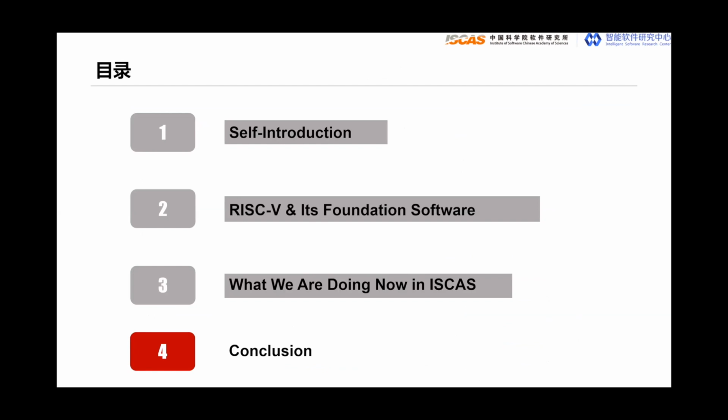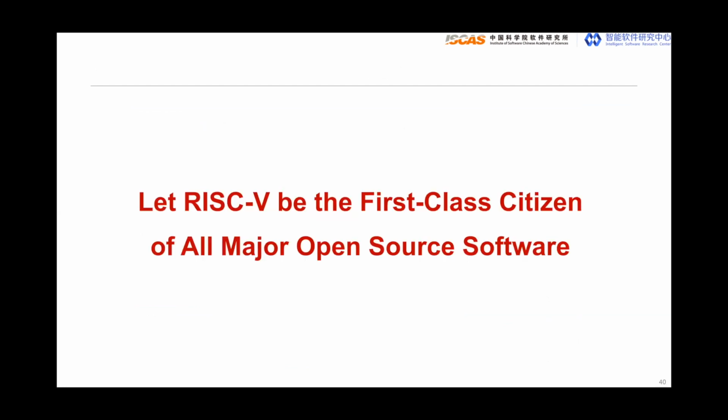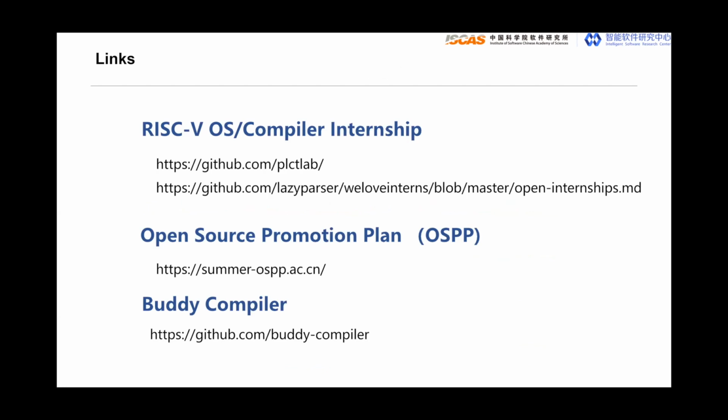So the last is the conclusion. The aim of our team is to let RISC-V be a first-class citizen of all major open source software. To achieve that goal, there is a lot of work to do, but we will continue to do what we can. So here are some links about our team.